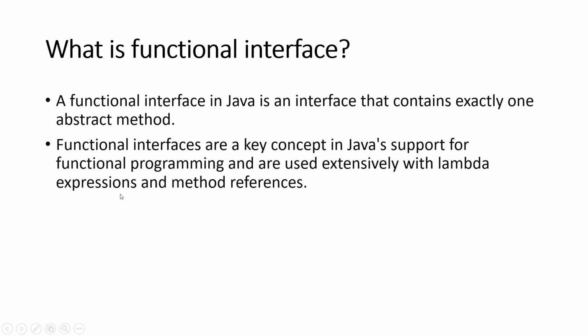Lambda expressions are nothing but the behavior for only one method. That means the interface should have only one method. So that's why functional interfaces are a key concept in Java's support for functional programming and are used extensively with lambda expressions and method references. These combinations, functional interfaces with lambda expressions and with method references, we will always see in functional programming. Whenever you go to a project and go through the code base, if you see functional interfaces and lambda expressions, then you can understand that these people used functional programming a lot. Okay, good.